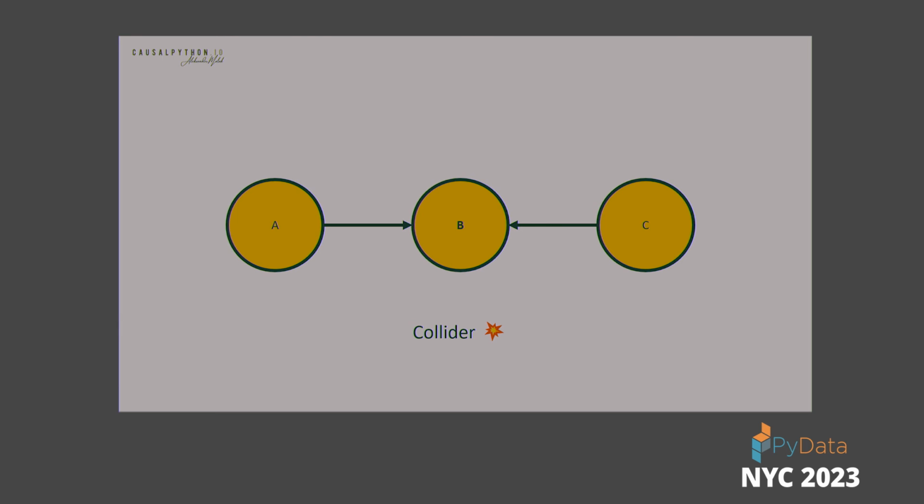Now we have another structure that is called a collider. What would happen with A and C? What is the relationship between A and C if we don't control for B, and what will happen if we control for B? Yes? If you control for it, they become correlated. If we control for B, they will become correlated.